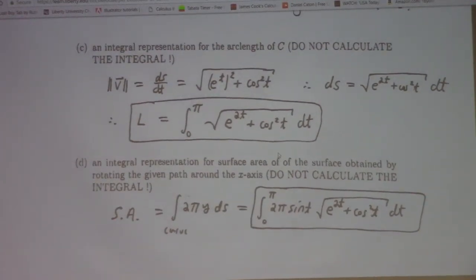Arc length integral: the square root of dx/dt squared plus dy/dt squared, integrate that from 0 to pi because that was the domain given. For surface area, you go 2 pi y ds, where ds is the one up here, square root of e to the 2t plus cosine squared t, close square root, dt, and then multiply by 2 pi y, which in this case is 2 pi sine t. So you have to do that integral to calculate the surface area. As I said up here, do not calculate.